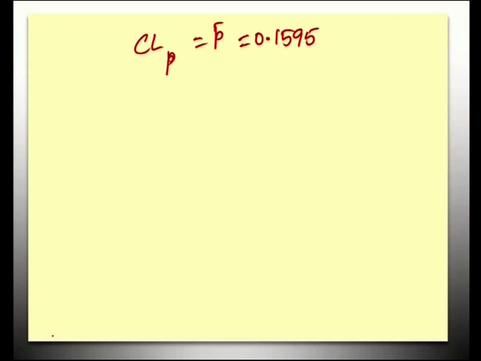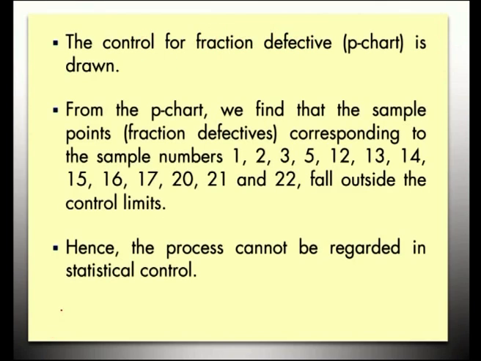control chart for P, and then we see that the sample points corresponding to the sample numbers 1, 2, 3, 5, 12, 13, 14, 15, 16, 17, 20, 21, 22, that is, out of 22 values, 11 values fall outside the control limits. So, almost 50% of the values are out of the control lines. Therefore, we term the process as not in statistical control.